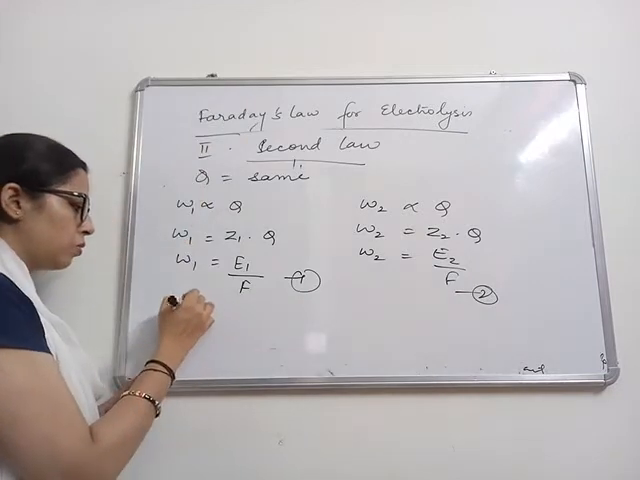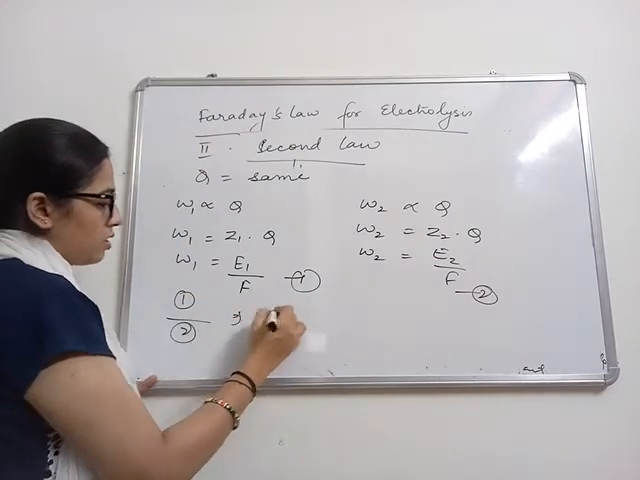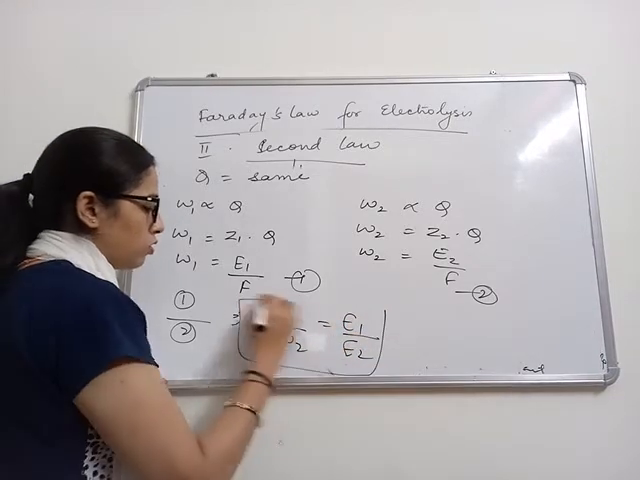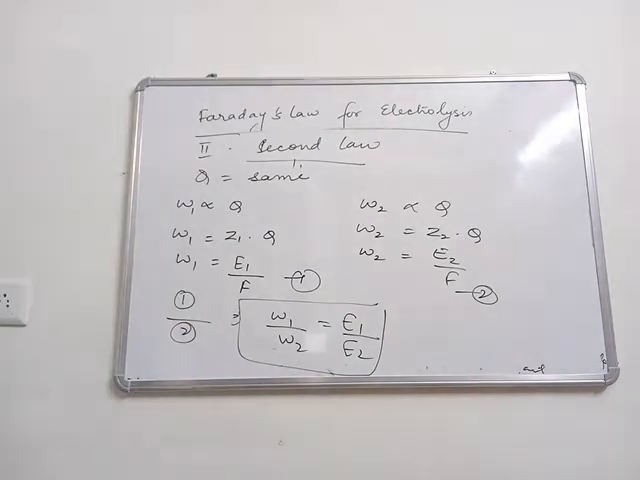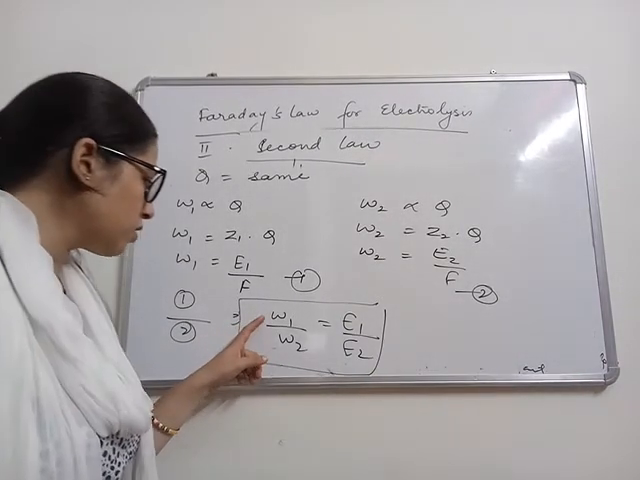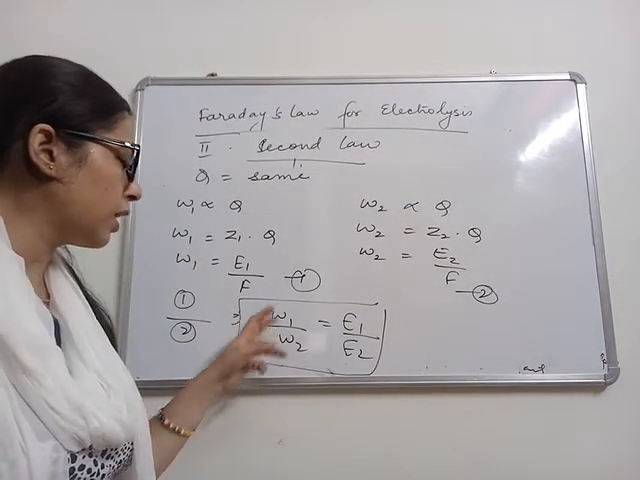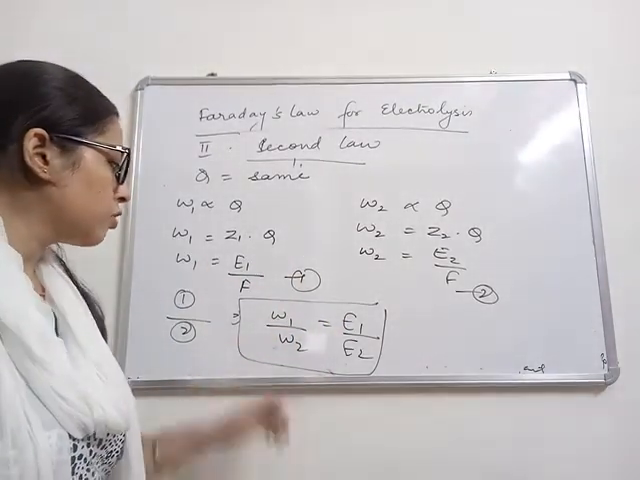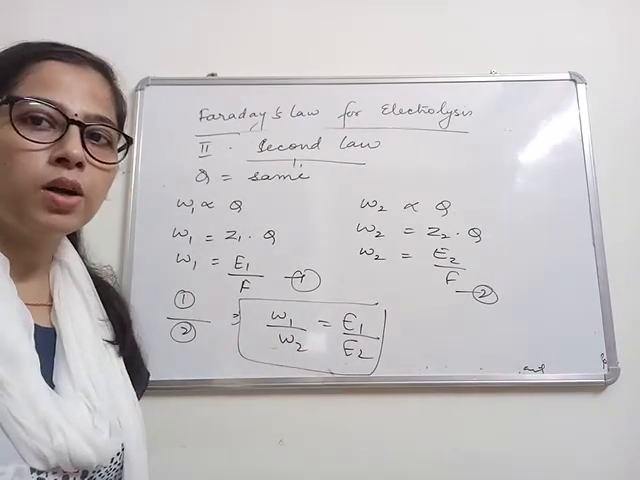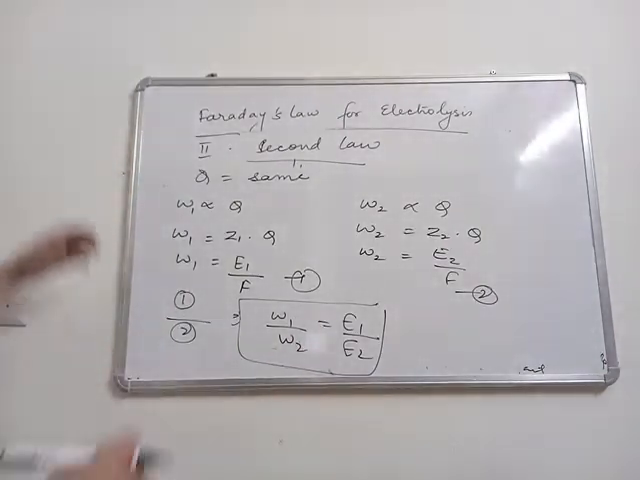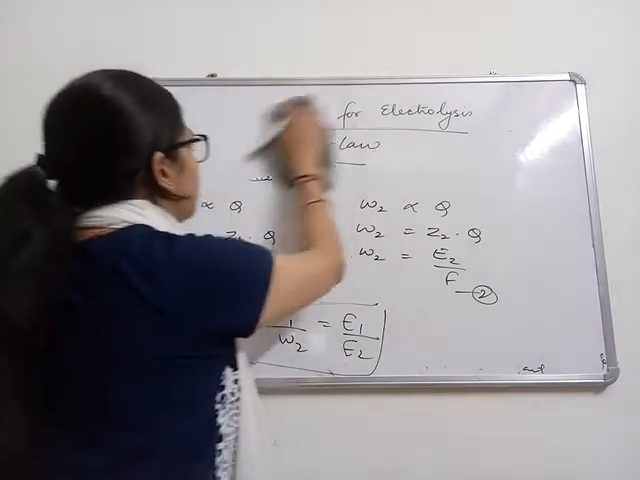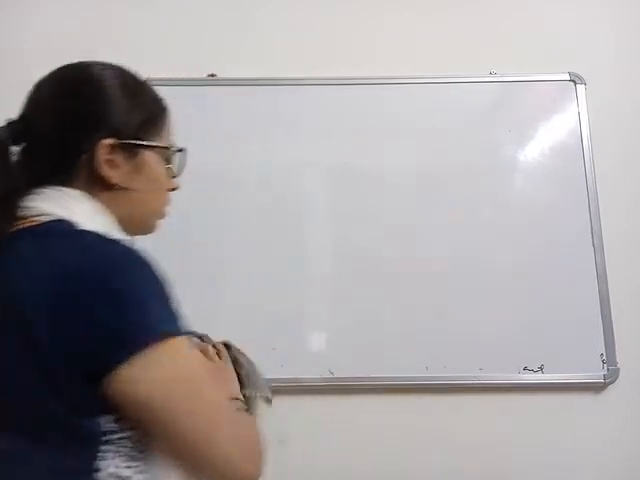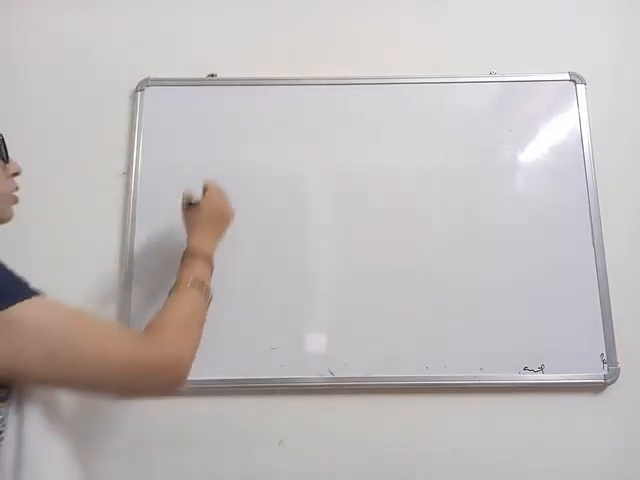When I take 1 divided by 2, I get W1 by W2 is equal to E1 by E2. So this is the mathematical expression for Faraday's second law, that the amount of substance deposited on both the electrodes is directly proportional to the equivalent weight of the chemical deposited on it. So W1 upon W2 is equal to E1 upon E2, and these are used for the quantitative relationship: how much electric current we are passing and how much substance is being deposited. Accordingly we'll get the answer.